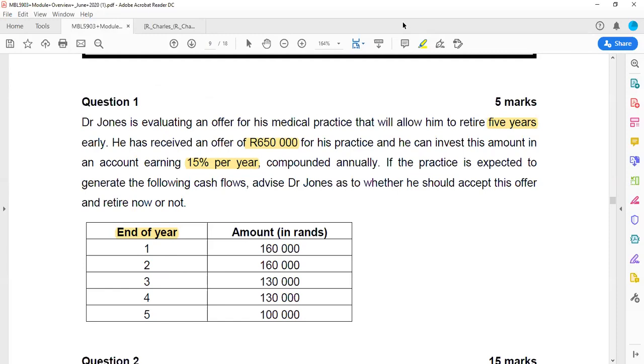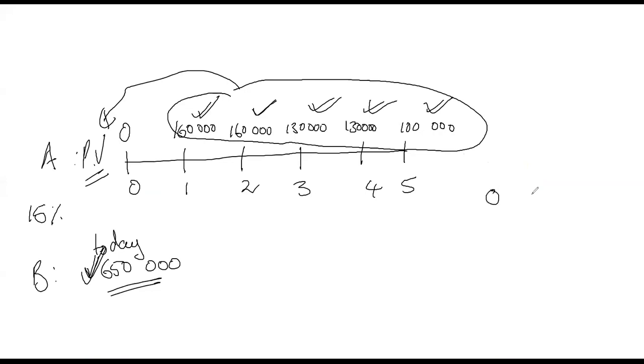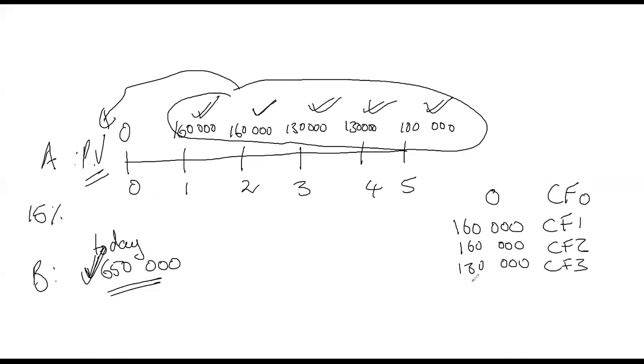So we can use our financial calculator. From the practice, nothing is coming at time 0. That's the first cash flow at time 0. 160 is the cash flow at time 1. 160 again is the cash flow at time 2. 130 is the cash flow at time 3. 130 again is the other cash flow at time 4. And then 100 is the cash flow at time 5. We are using a discount rate of 15%.